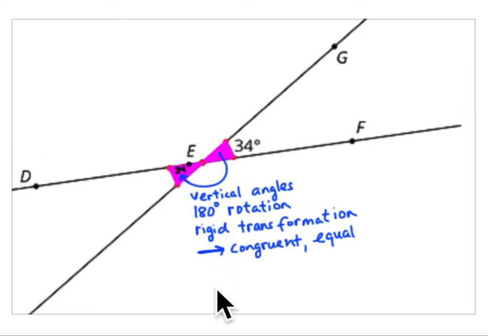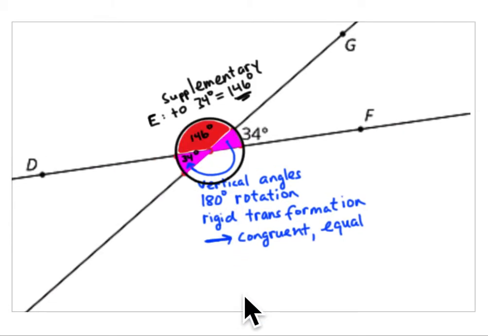Rotate it around, so this angle also has to equal 34 degrees. Well, that means that this angle right here has to equal 146 degrees because it is supplementary with 34 degrees. These two angles have to add to 180 degrees. If this is 34 degrees, then this angle has to be 146 degrees.